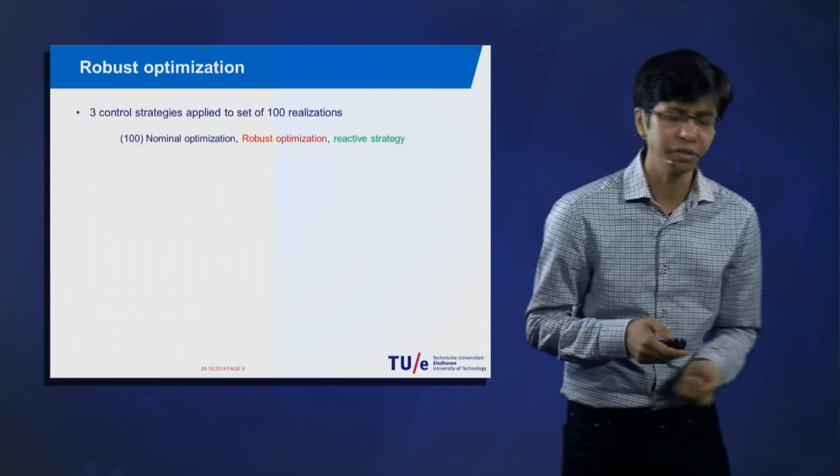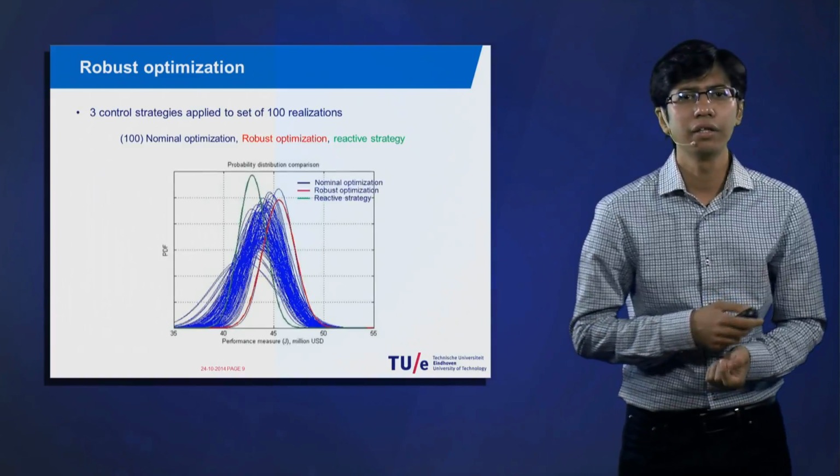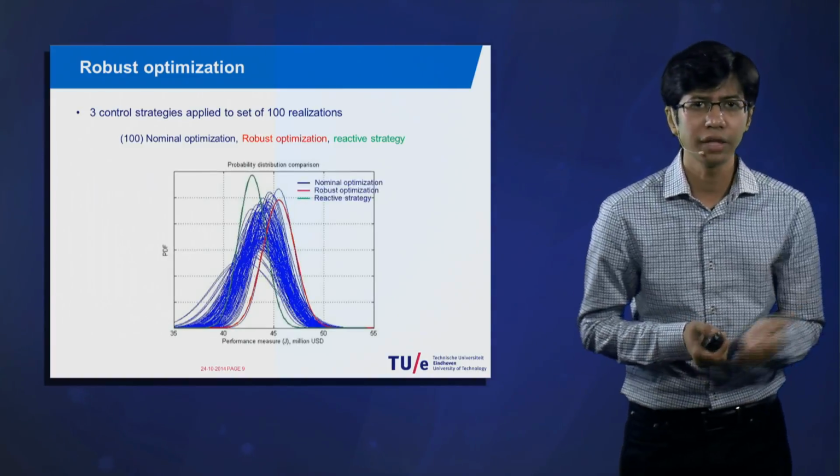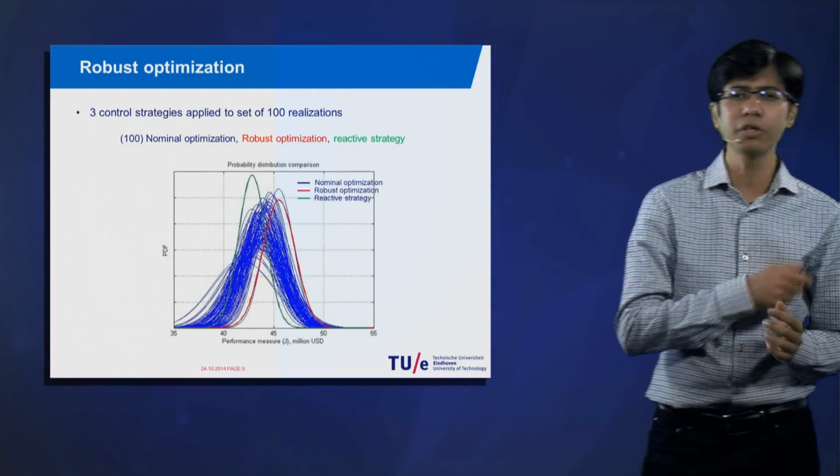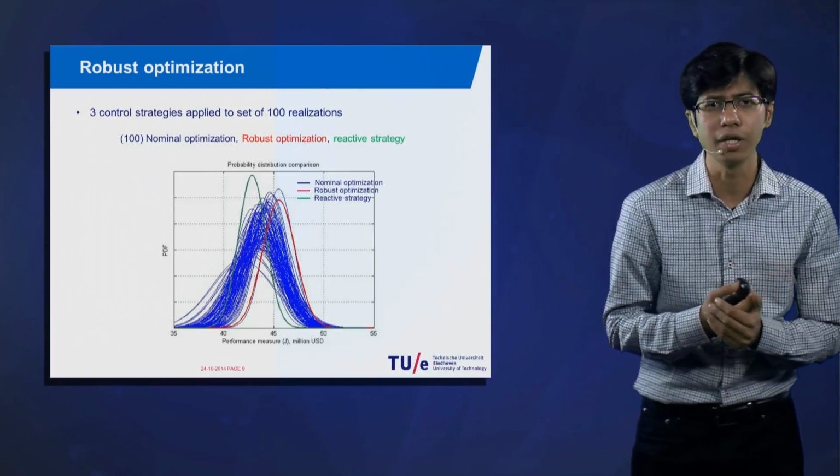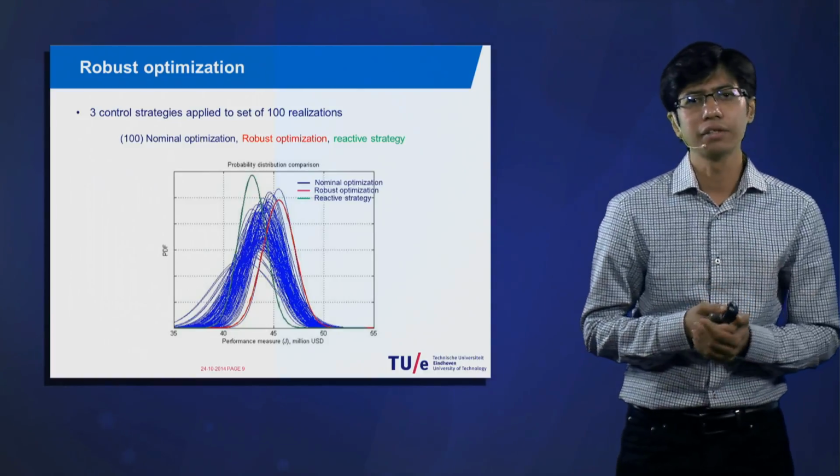We repeated the same experiment. And the results that we get are something like this. So let's understand this curve one by one. What you see on the x-axis is the NPV, and on the y-axis is the probability.